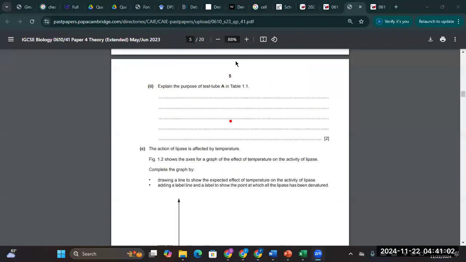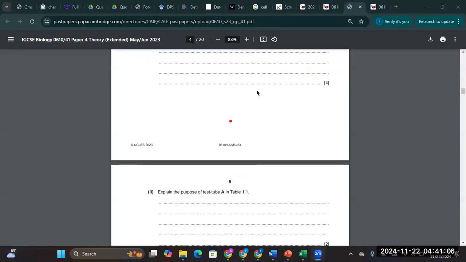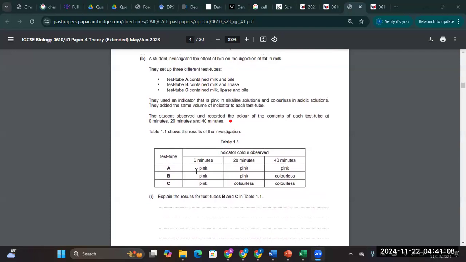Further on, they're saying, explain the purpose of test tube A in figure 1.1. So in figure 1.1, we have test tube A. Test tube A has milk and bile, but there is no lipase. Why do you think they kept test tube A? Considering that it had no enzyme, what is the purpose? How was test tube A helping us over here?